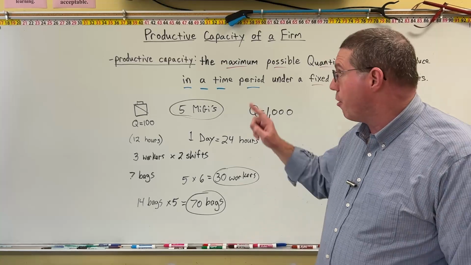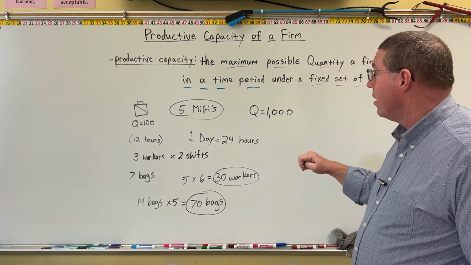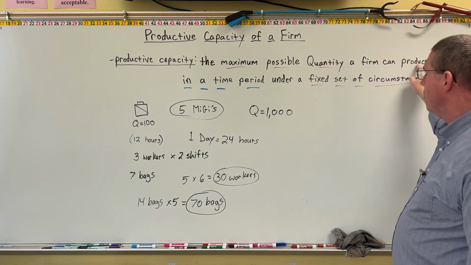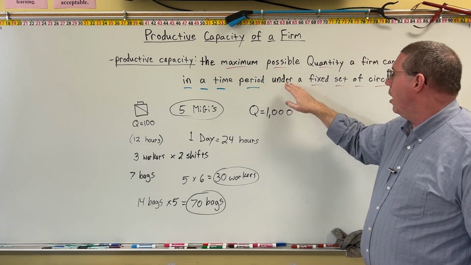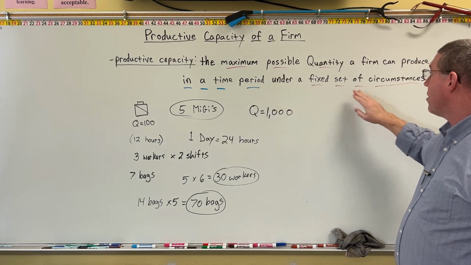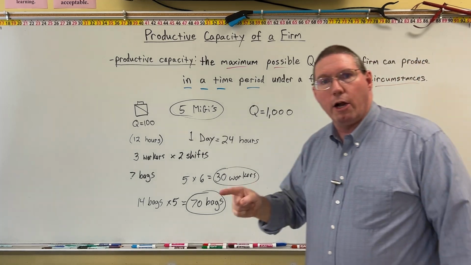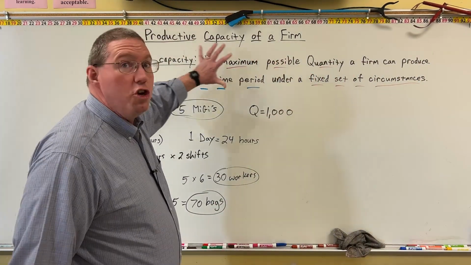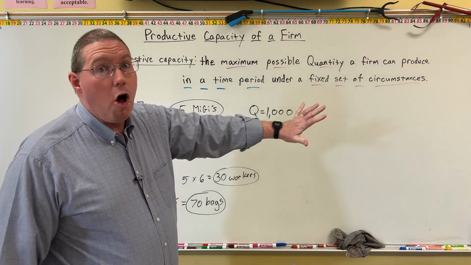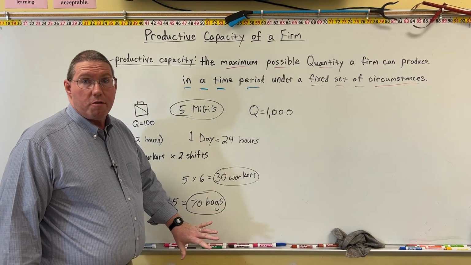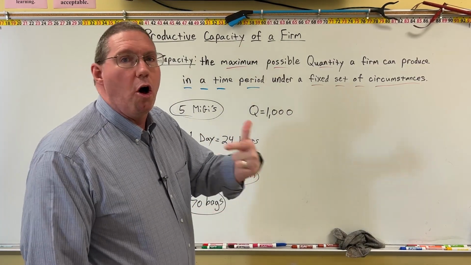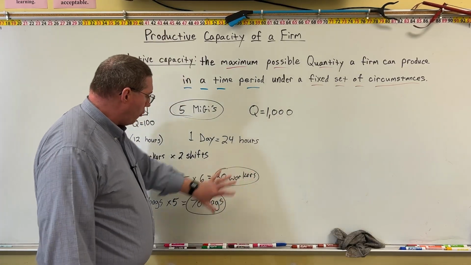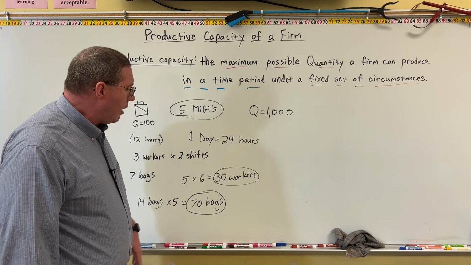And let me explain. Let's go back to the definition and I'll explain. Productive capacity is the maximum possible quantity a firm can produce in a time period under a fixed set of circumstances, not under a variable set of circumstances. This definition makes no account at all for the variable resources. So even if they don't get all their variable resources, even if they don't get all 30 workers, or let's say they don't even get all 70 bags.